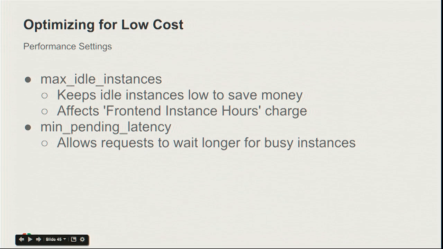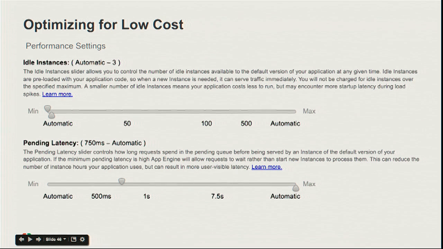The second setting here is the min pending latency. What this says to the scheduler is that you would prefer that it allow requests to wait at least this long before causing a loading request and spinning up a new instance to serve the request. What this does is maximize your utilization of the instances that you already have to try and keep costs low. So again, here's an example of me setting these. I've set the max idle instances to 3 and the min pending latency to 750 milliseconds.